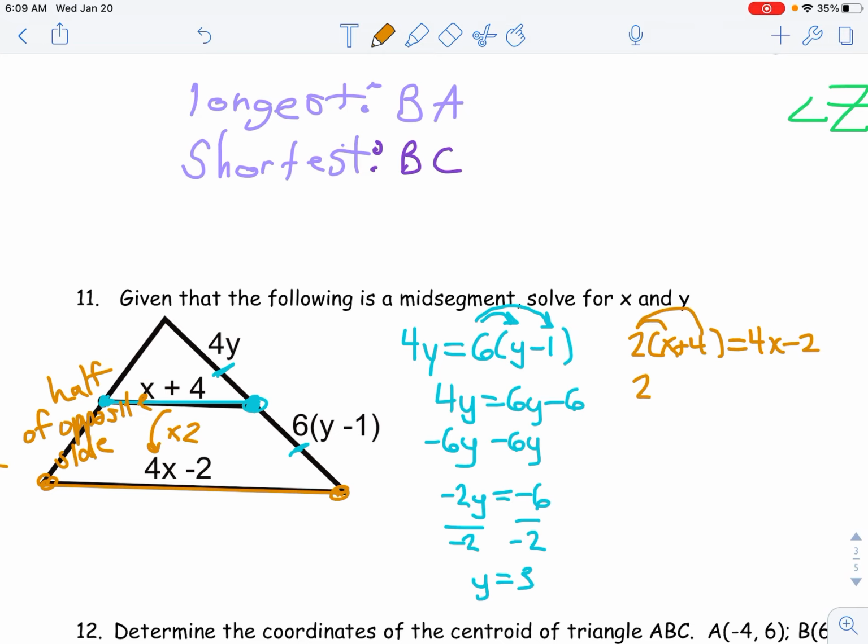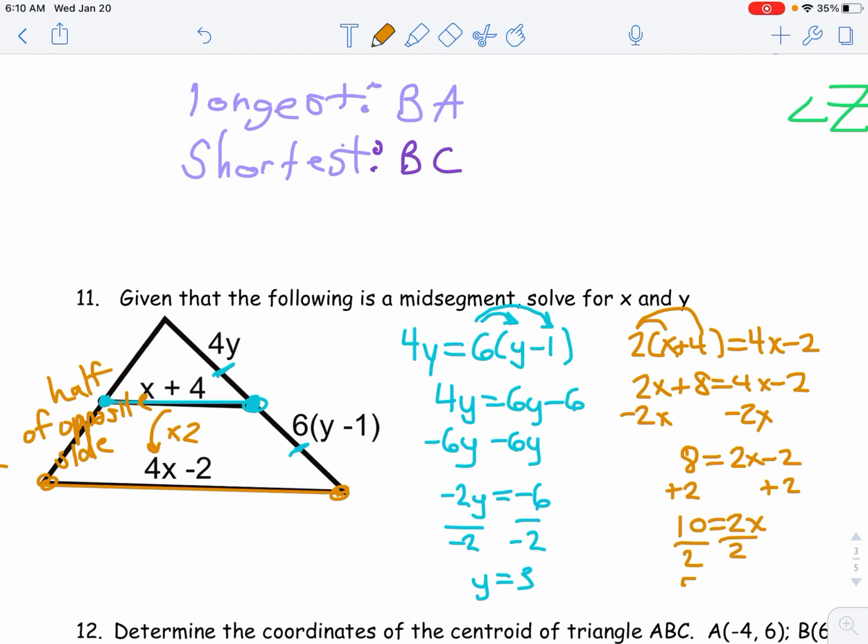Then it becomes similar, where now we're just distributing: 2x plus 8 equals 4x minus 2. Subtract 2x from both sides. We get 8 equals 2x minus 2. Plus 2 to both sides. We get 10 equals 2x. Divide by 2, and 5 equals x.